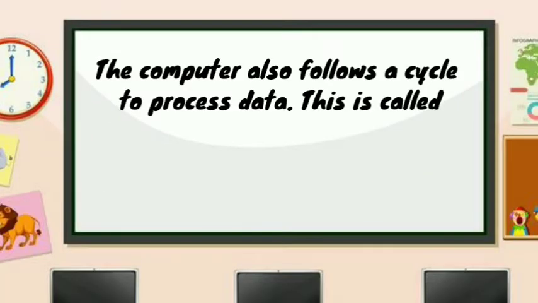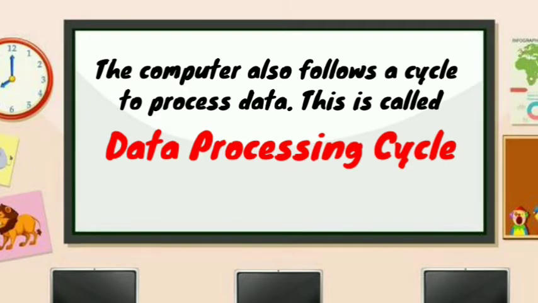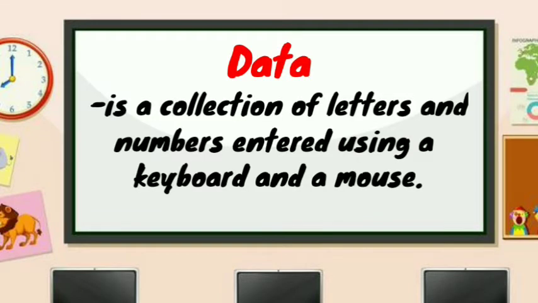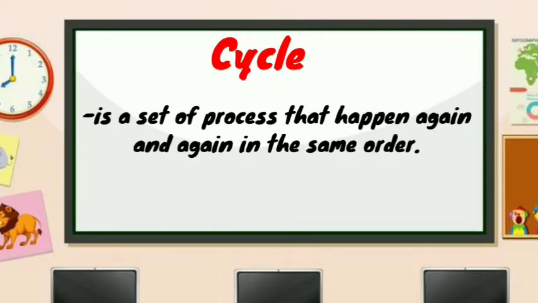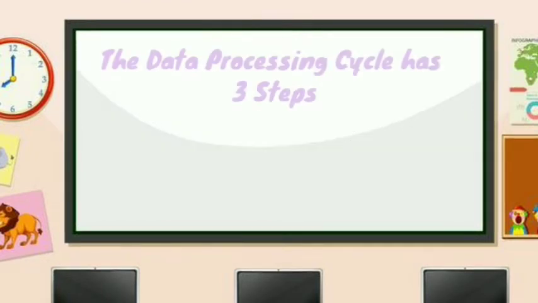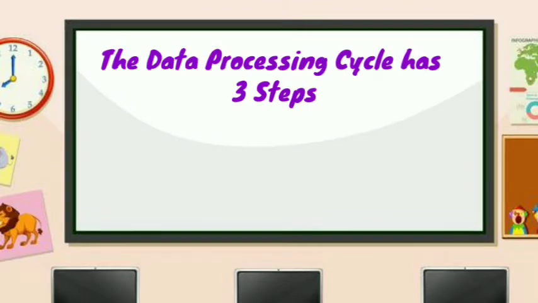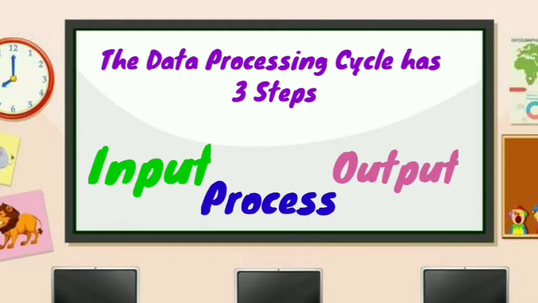The computer also follows a cycle to process data. This is called the data processing cycle. Data is a collection of letters and numbers entered using a keyboard and a mouse. Cycle is a set of processes that happen again and again in the same order. The data processing cycle has 3 steps: the input, process, and output.